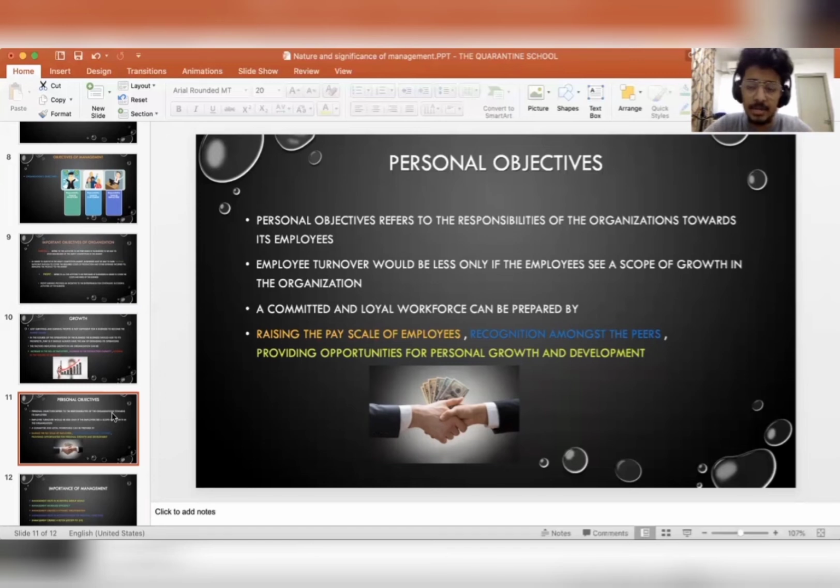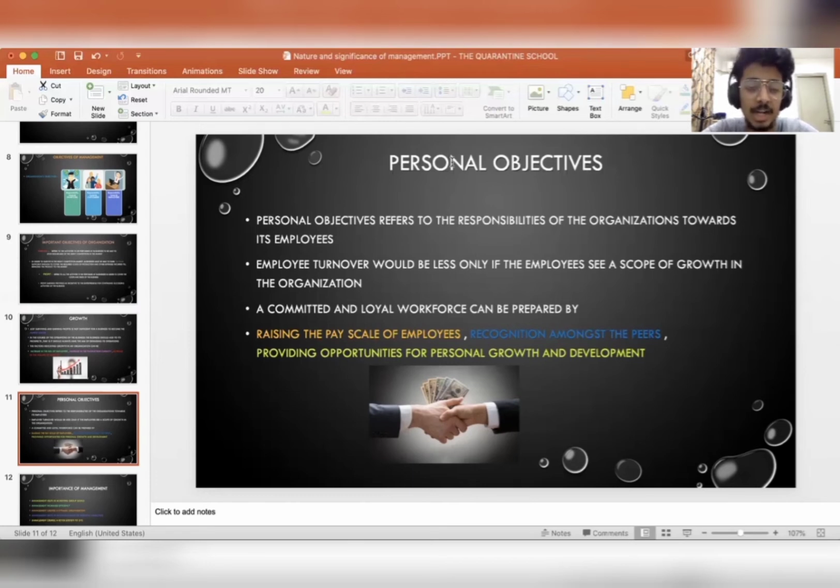Moving on to the next objective, the personal objectives. Personal objectives refer to the responsibilities of the organization towards its employees. The employees would be willing to work hard if they are getting their efficient pay at the particular period of time when it is guaranteed. Employee turnover would be less only if the employees see a scope of growth in the organization. Now, what is employee turnover? Employee turnover refers to the number of employees leaving an organization for a particular period of time. In most cases, employee turnover occurs due to dissatisfaction amongst the employees. One of the major reasons is pay scale.